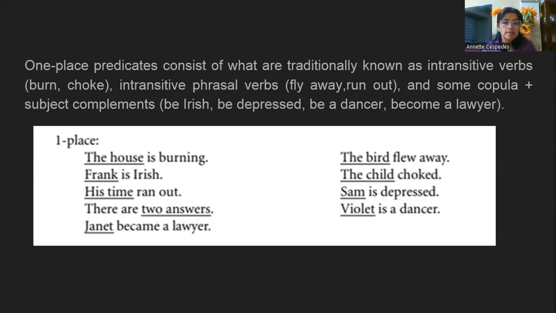So let's see some one-place predicate examples. The house is burning. Frank is Irish. His time ran out. There are two answers. Janet became a lawyer. The bird flew away. The child talked. Sam is depressed. Violet is a dancer. As you can see in the examples, we use intransitive verbs. We use phrasal verbs, right? And we also use subject complements.